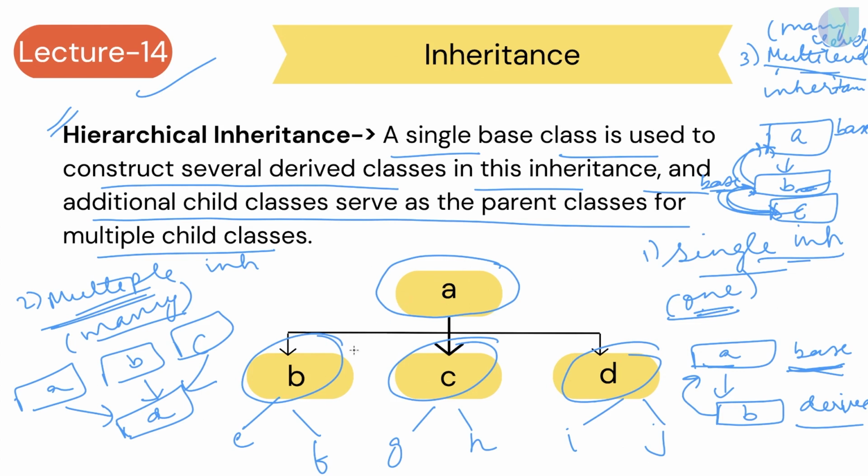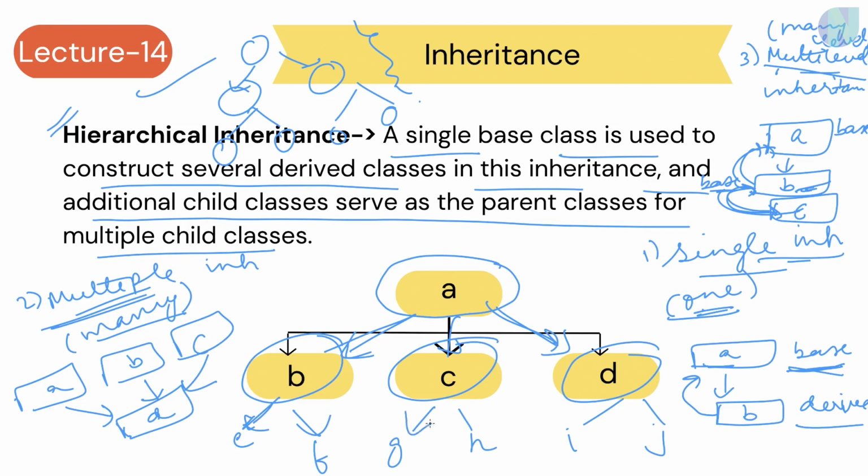You can see that this particular inheritance has a tree structure. Have you seen trees in data structures? There are also levels in a tree: level 0, level 1, level 2. So this is a kind of tree structure. Here also you can see A, B, C, D, then E, F, G, H, I, J. So there is basically a tree kind of structure being formed here.